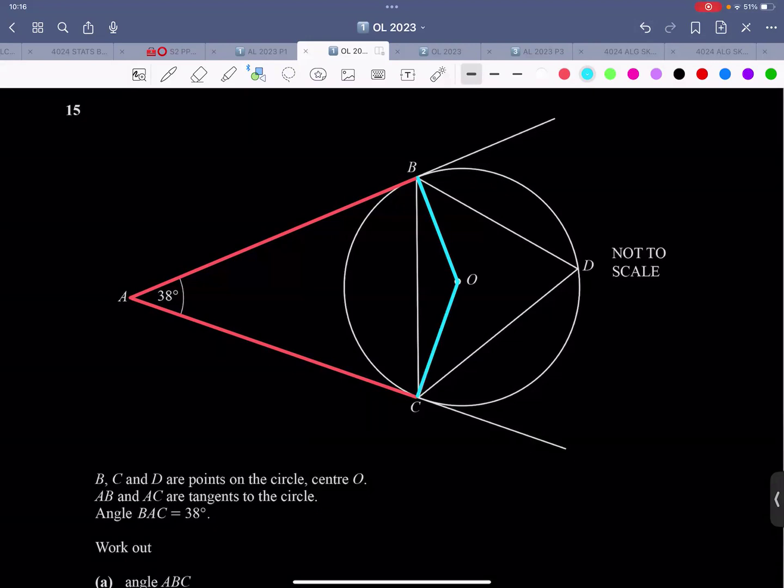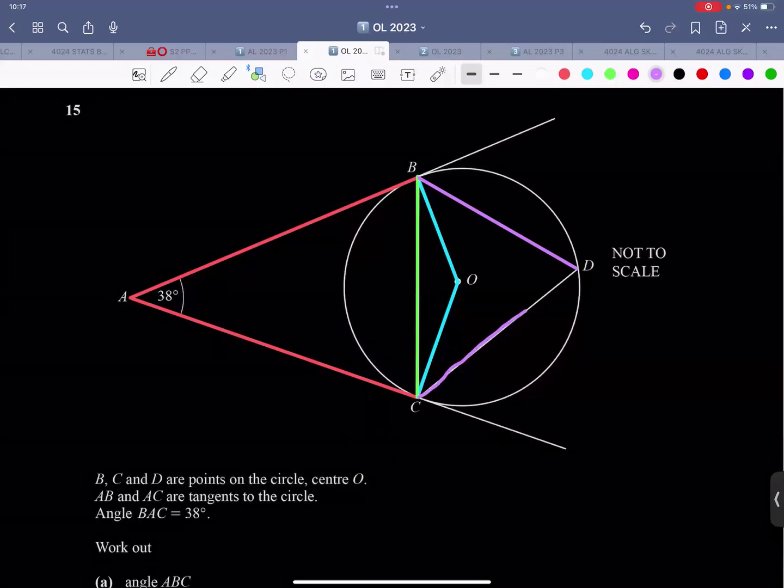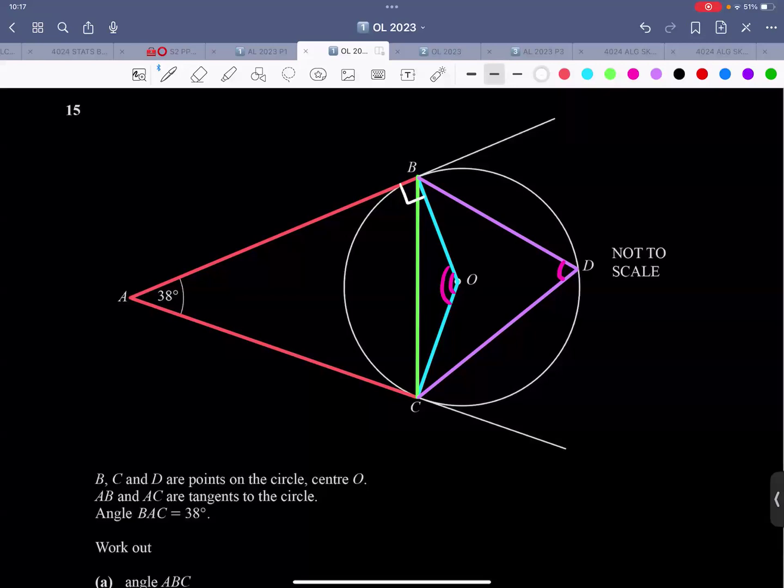And what else do I see? We see a chord, that is BC. This chord produces an angle at the circumference. Let me draw it a little bit neater. This is the angle at the circumference. Whatever this angle is, let me mark it, the angle at the center should be double of that. So these are some of the relations. And yes, there is also the 90-degree angle: radius is perpendicular to tangent. This whole thing is 90 degrees, and this whole thing is 90 degrees.